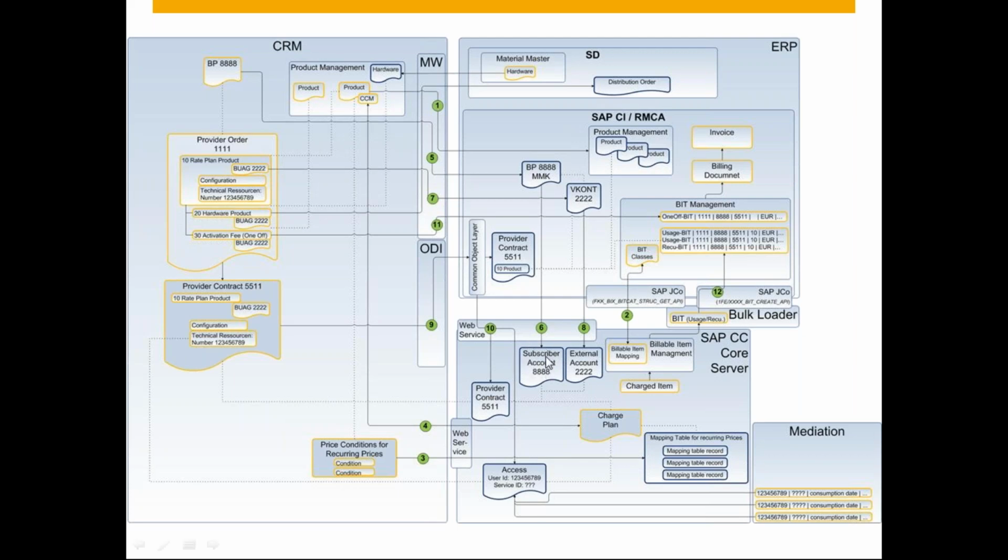So the customer's data is there in three systems. Next, the product information. Here the product management is there, right?